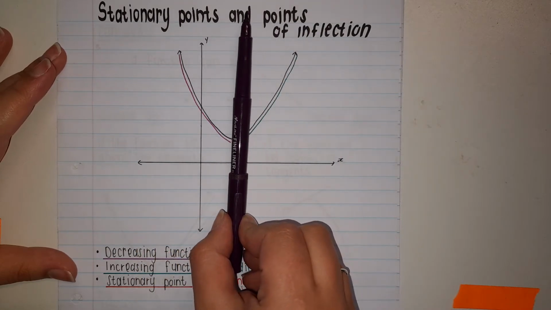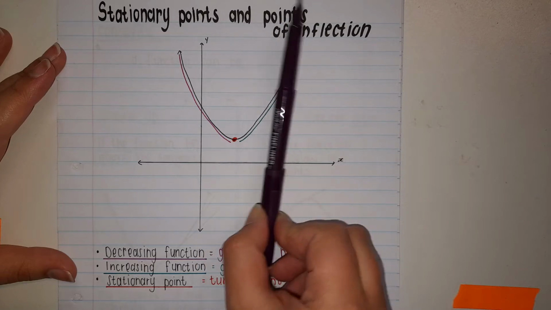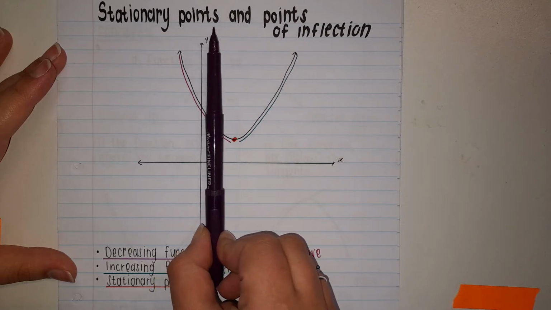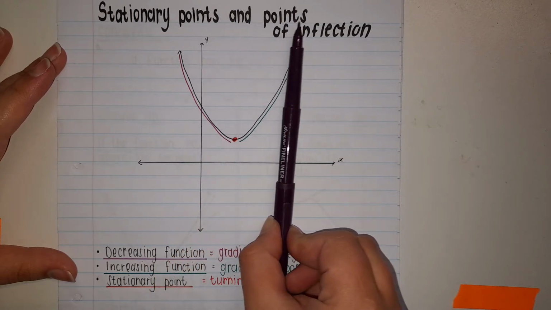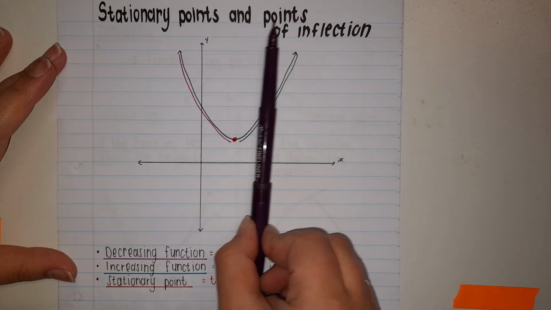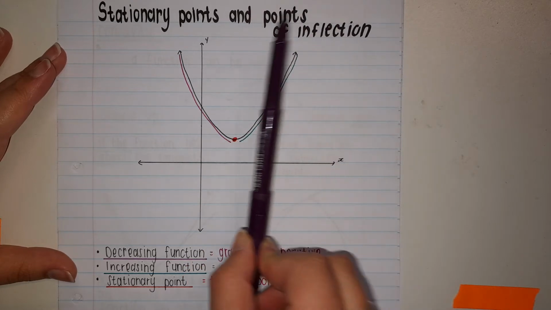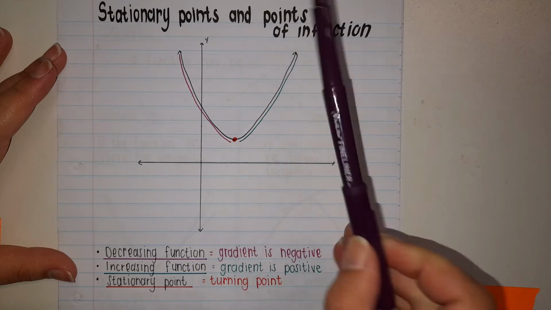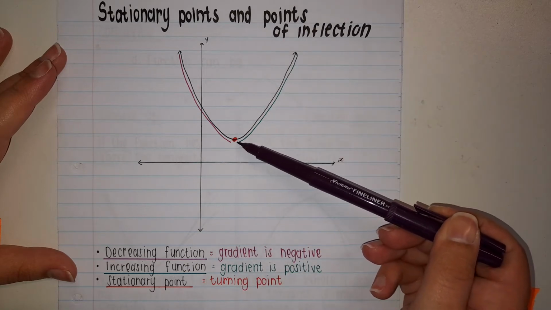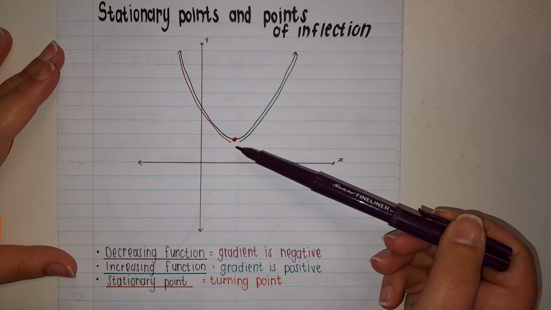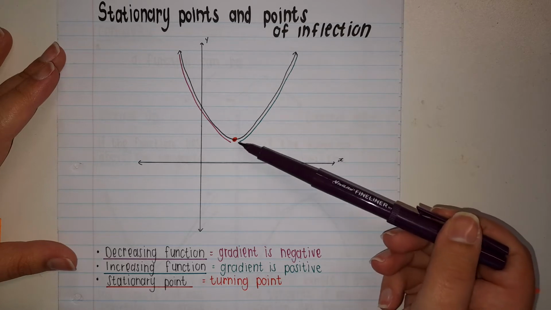As soon as I move to the other side, we have an increasing function. So for every x value, my y value is getting higher. So increasing, and we have a gradient that is positive. Here in the middle, we have a stationary point. In the parabola, we also know it as our turning point.